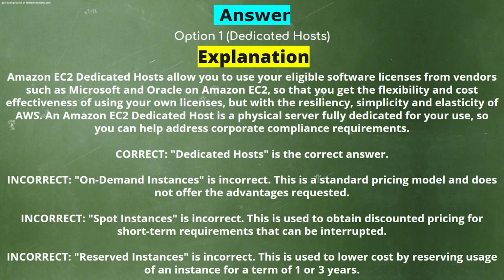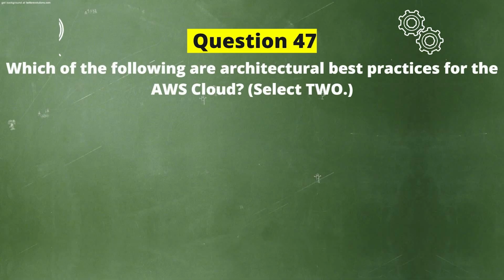On-demand instance is incorrect. This is a standard pricing model and does not offer the advantages requested. Spot instances is incorrect. This is used to obtain discounted pricing for short-term requirements that can be interrupted. Reserved instances is incorrect. This is used to lower cost by reserving use of an instance for a term of 1 or 3 years.